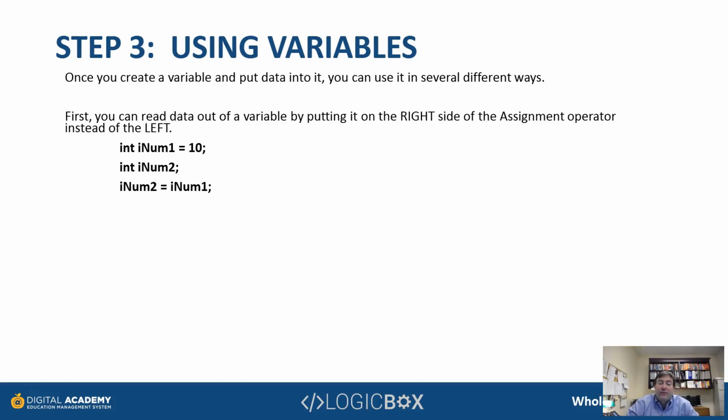One of the things we could do is to put the data into something else. For example, let's say we created a variable, int iNum1 = 10. We created the variable and we put 10 into it. And then we created a variable called iNum2. We could put the value from iNum1 into iNum2 by saying iNum2 = iNum1. Again, the assignment operator takes what's on the right, the value in iNum1, and puts it onto the left.